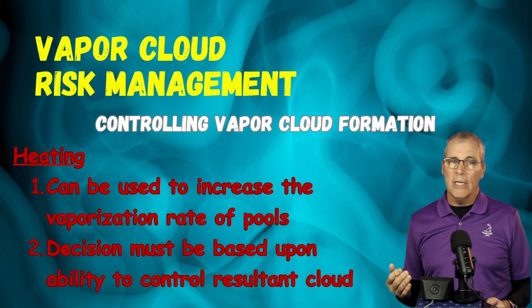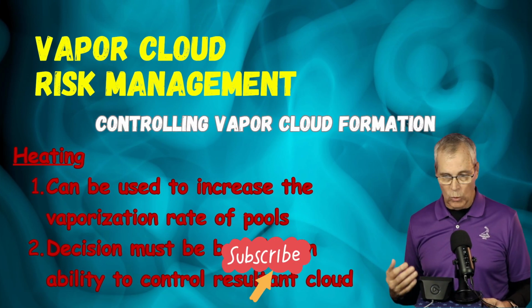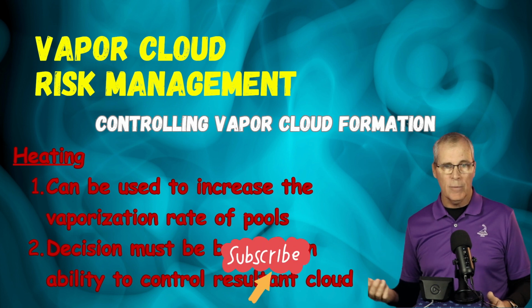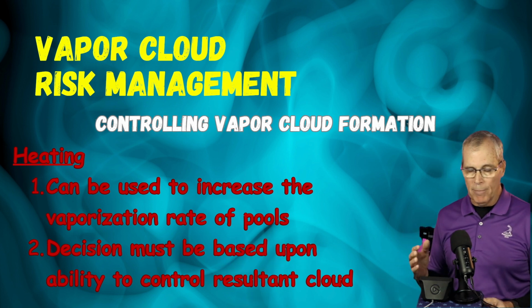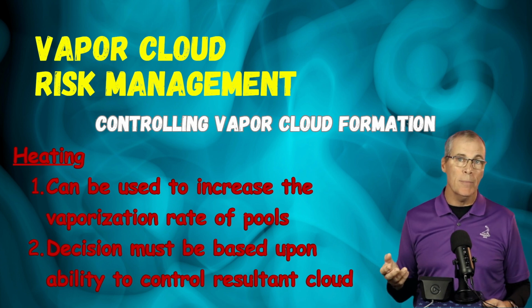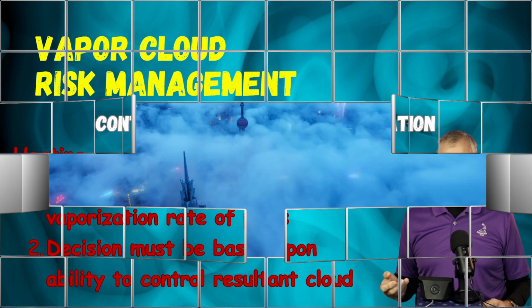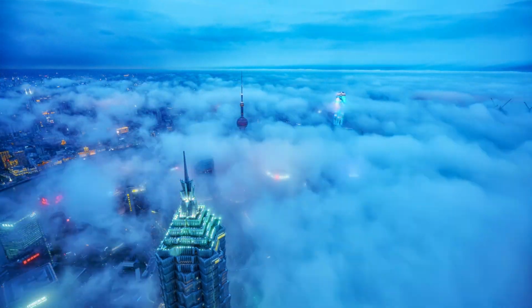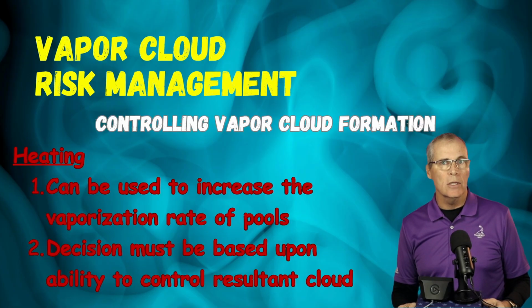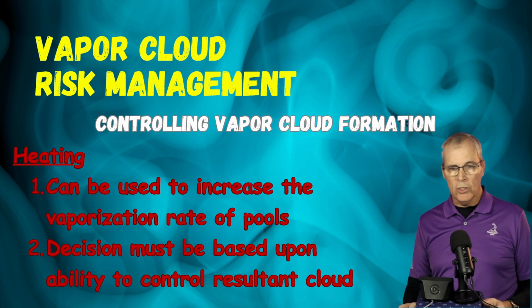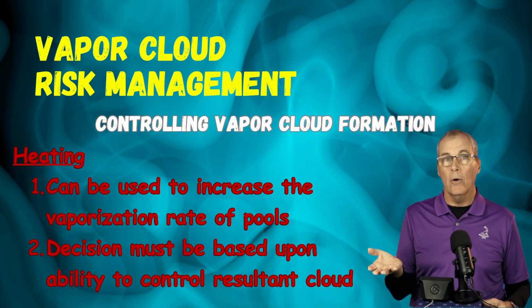Another thing you can do is heat the pool. We'll talk about it later; it all depends on the product. If you think that you can make it buoyant by warming it up and creating the vapor, and that you can control that resultant vapor cloud, then you would do that. An example would be an LNG cloud, because again, when you make LNG warmer than 50 below zero, it becomes buoyant.